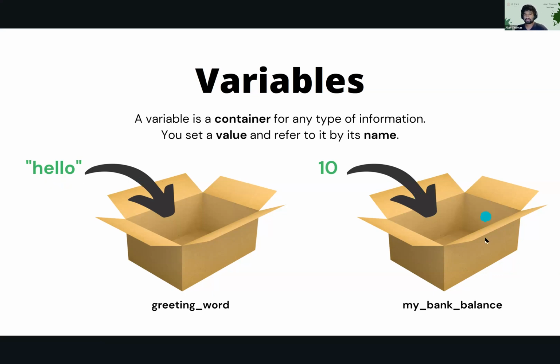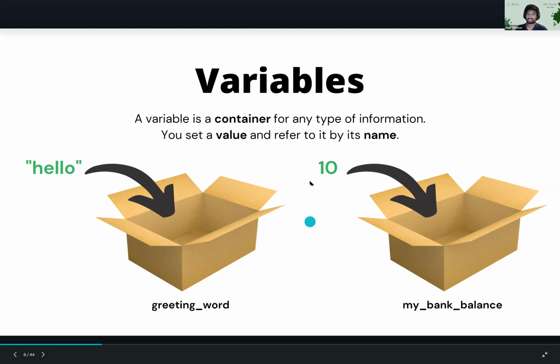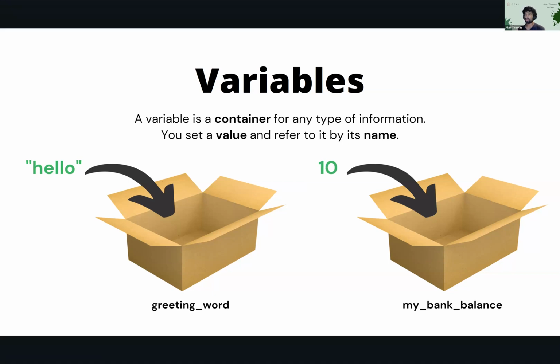Here's another example. I've created another variable. It has the name my bank balance, and it has the number 10 inside it. Now, you might be wondering, well, why is this useful? Why don't I just use the word hello instead of putting it in a variable? Well, variables are really useful to hold data and manipulate that data over the course of your program. You'll see why it becomes useful later on in the workshop as you write more code.